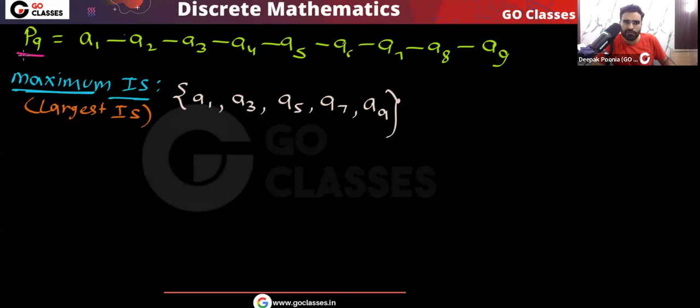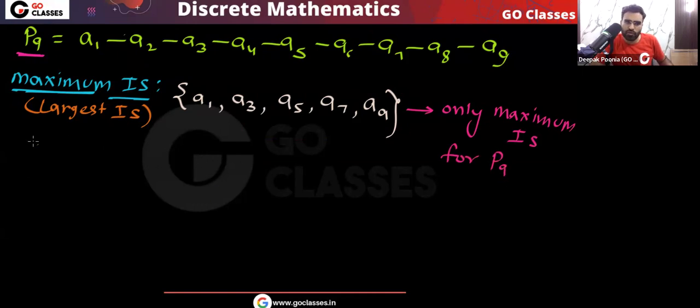Actually, for this particular graph, for this P9, there is a unique maximum independent set. This is actually unique for this graph. But remember, for a general graph or maybe for a different graph, the maximum independent set may or may not be unique. So you can see here for this graph P9, the maximum independent set, that means the largest independent set, is actually unique. This is the only maximum independent set for the path graph on 9 vertices.